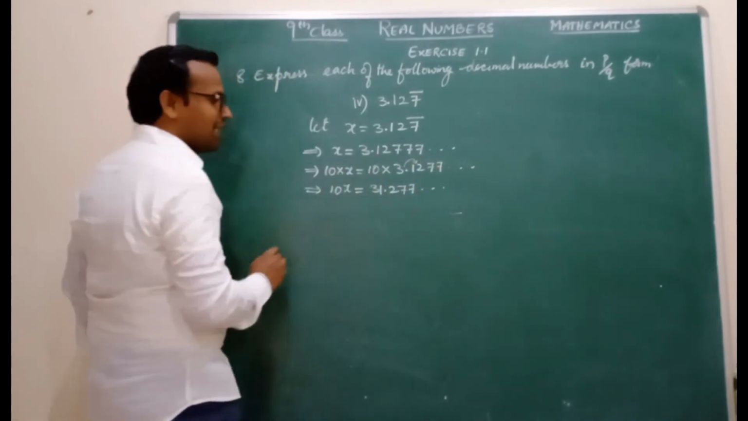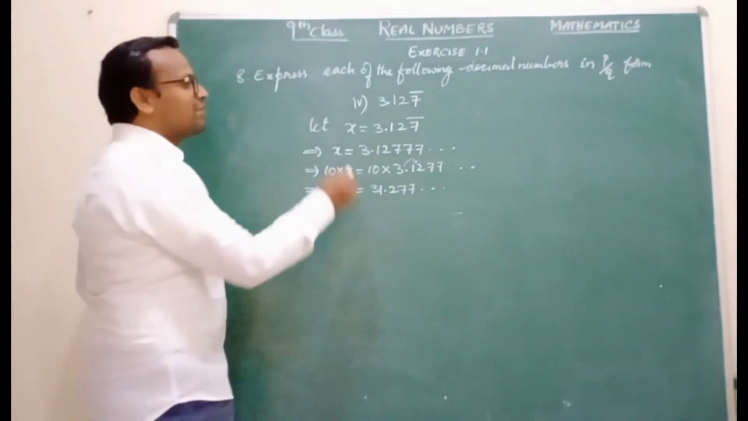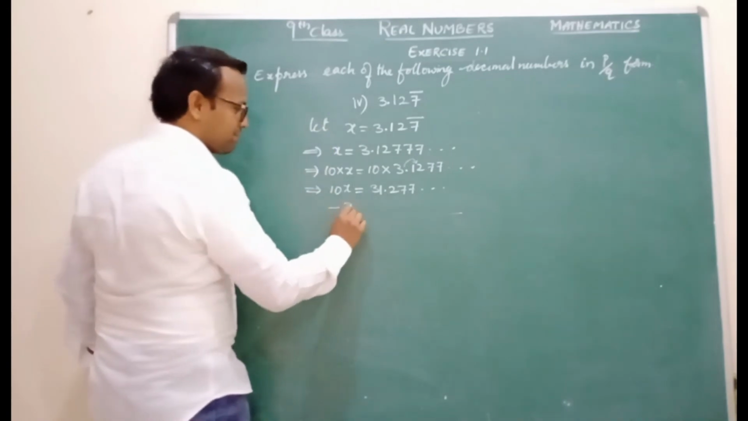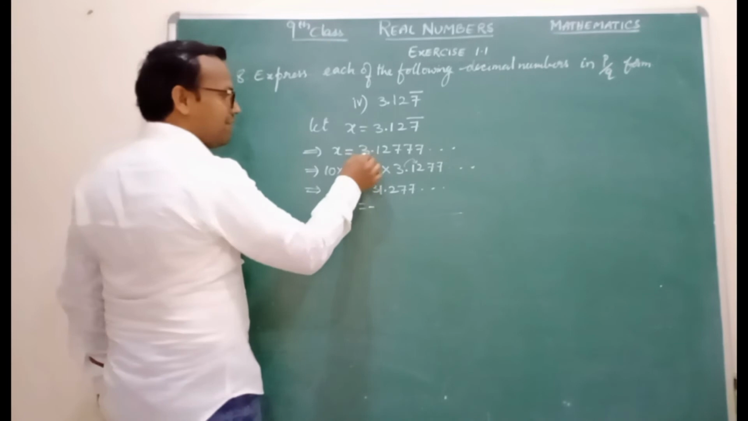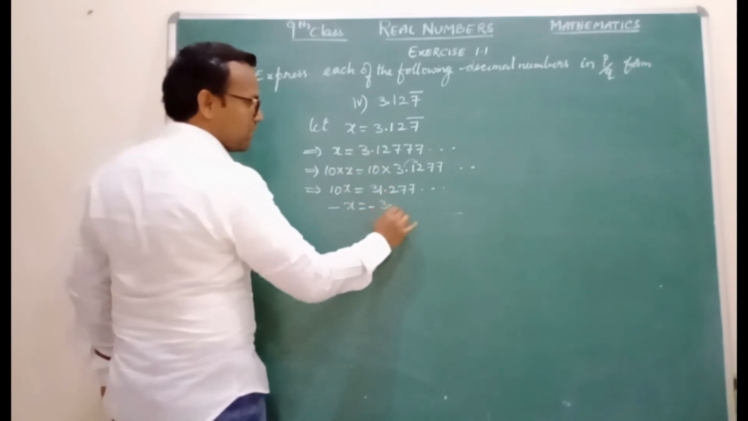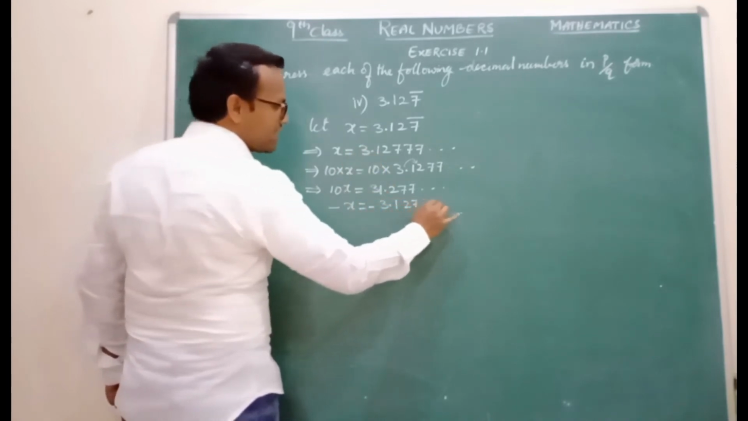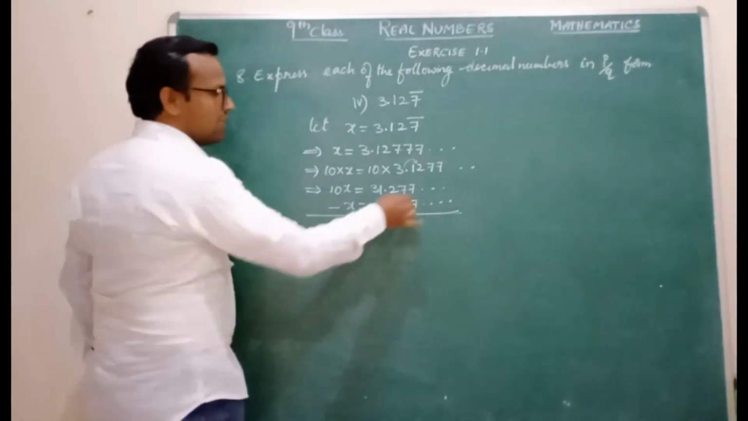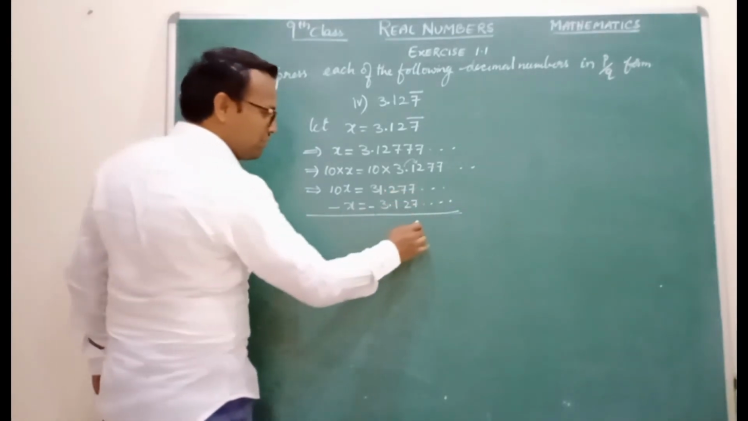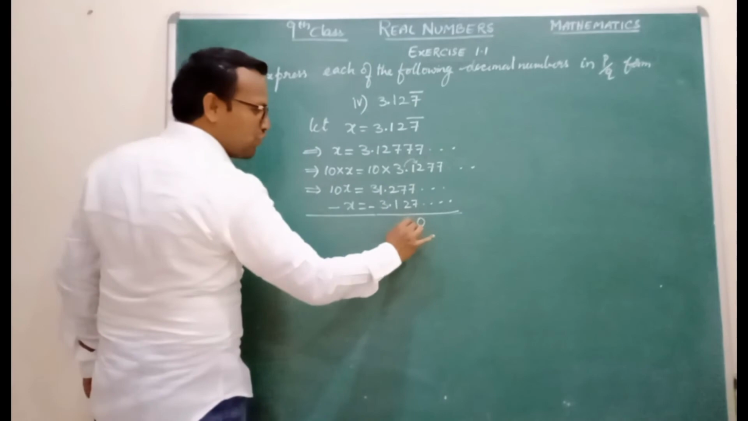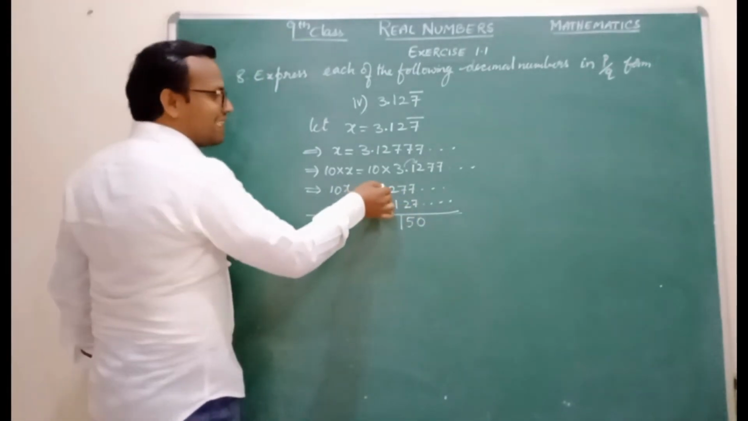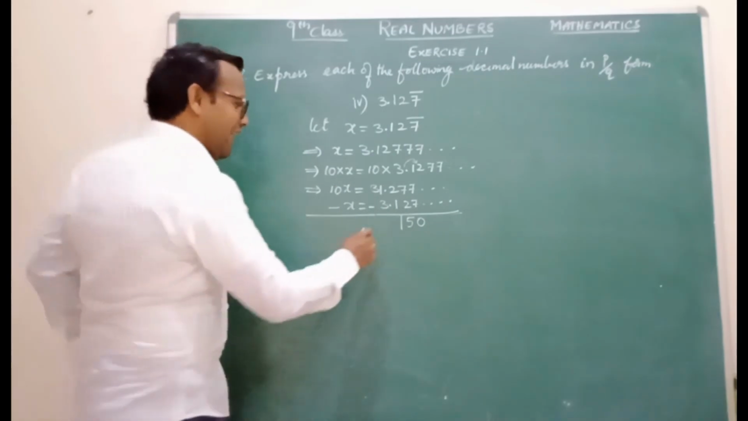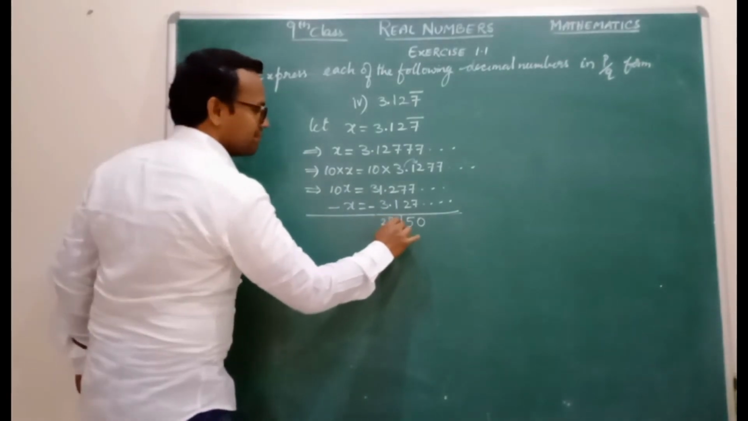31.277 and so on. From this 10x, let me subtract 1x. So minus x, whose value is 3.1277 and so on. 7 minus 7, 0. 7 minus 2, 5. 2 minus 1, 1. 31 minus 3, 28.